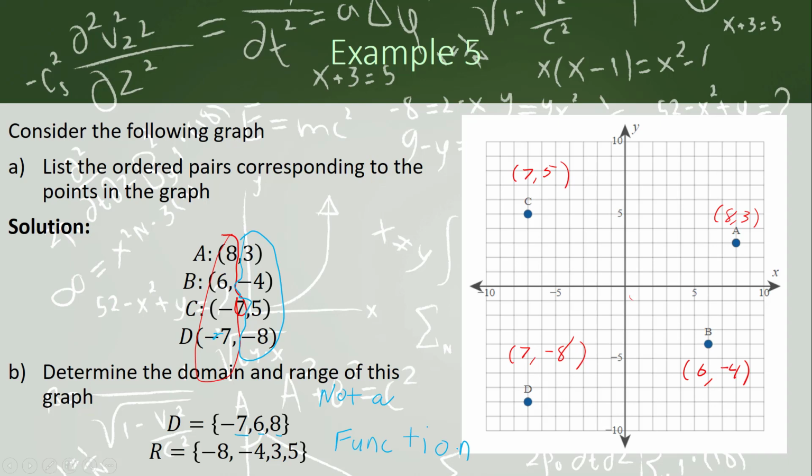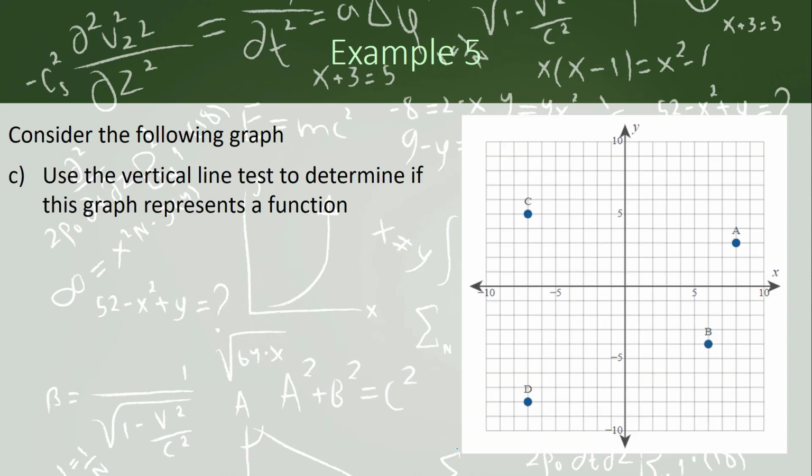And that brings us up to the next one, which is to use the vertical line test to determine if the graph represents a function. All right, so there's our vertical line. Notice when the vertical line sits at x equals negative 7, it hits 2 points in the relation. So therefore, this is not a function.